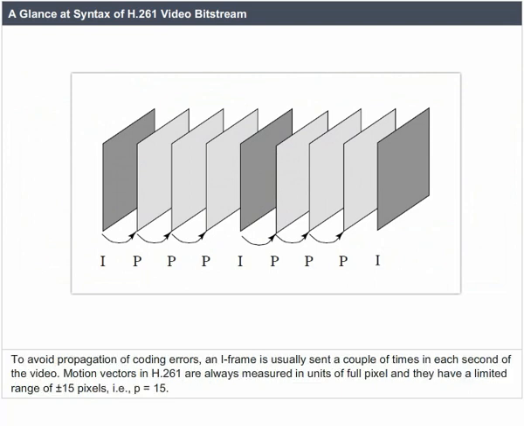To avoid propagation of coding errors, an I-frame is usually sent a couple of times in each second of the video. Motion vectors in H.261 are always measured in units of full pixel, and they have a limited range of plus or minus 15 pixels. That is, p equals 15.